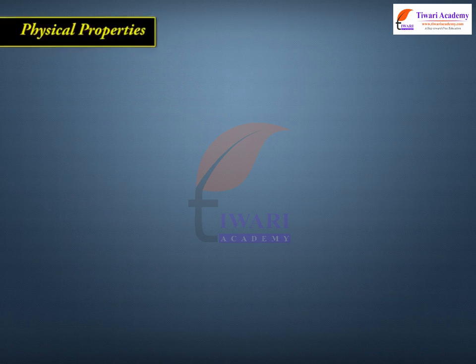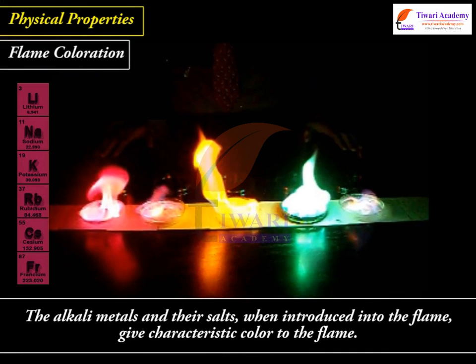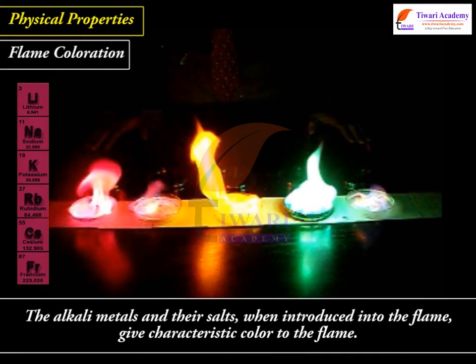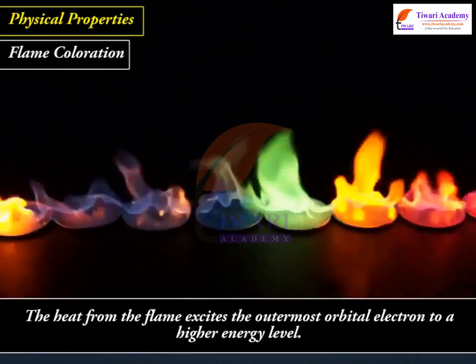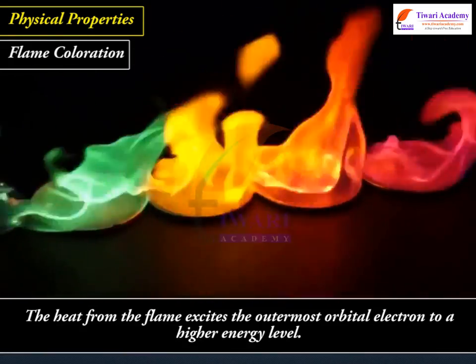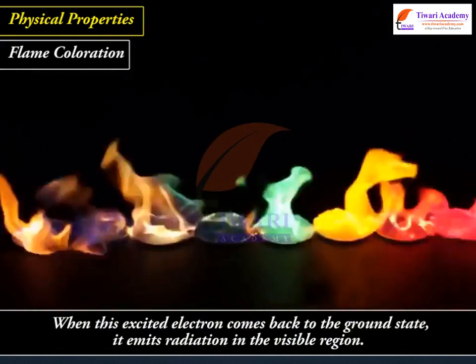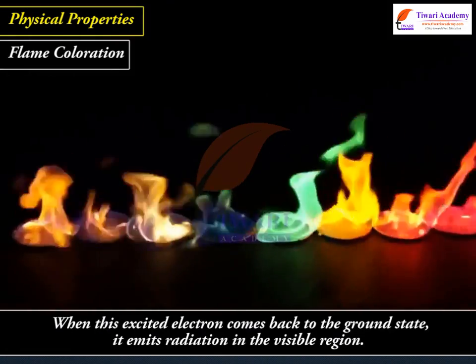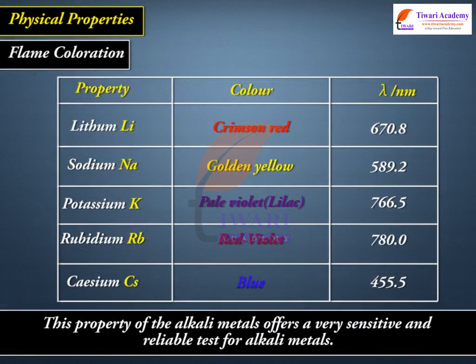Physical properties. Flame coloration. The alkali metals and their salts, when introduced into the flame, give characteristic color to the flame. The heat from the flame excites the outermost orbital electron to a higher energy level. When this excited electron comes back to the ground state, it emits radiation in the visible region. This property of the alkali metals offers a very sensitive and reliable test for alkali metals.